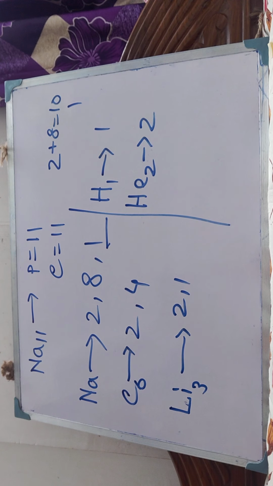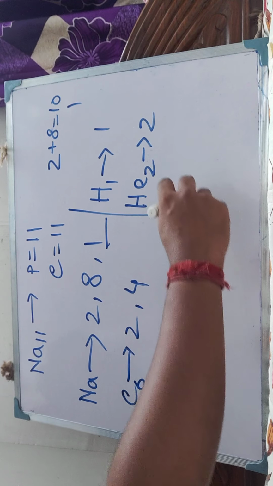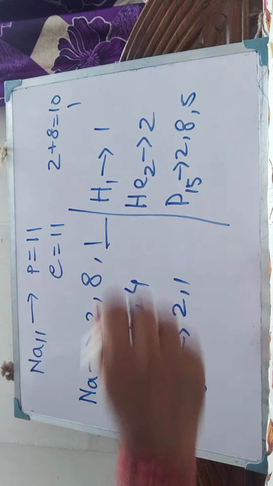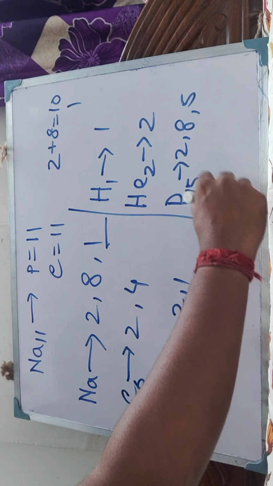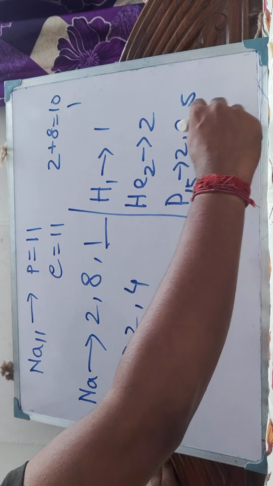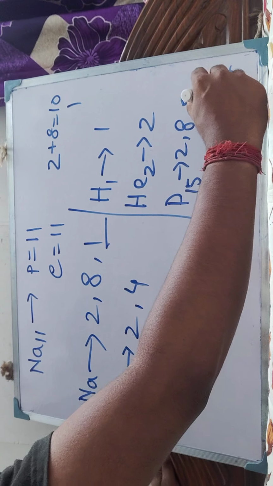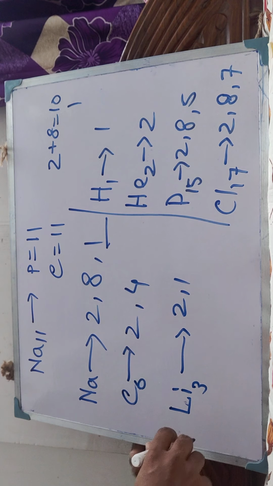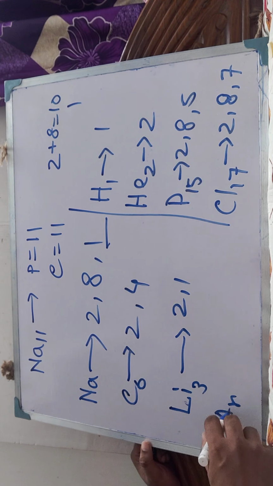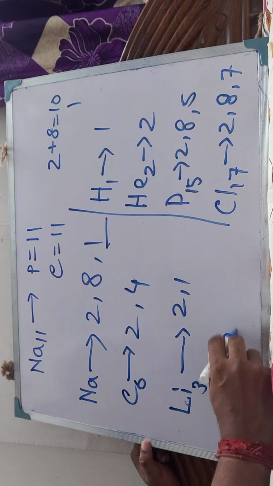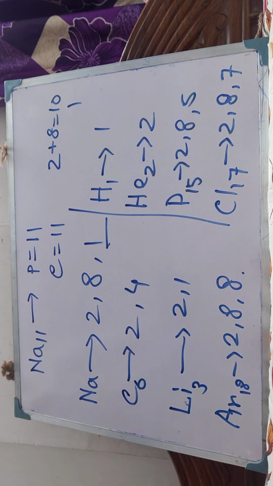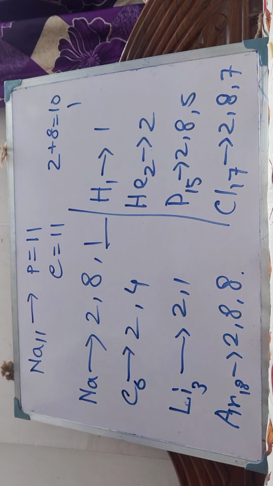Okay, so let us write the electronic configuration of phosphorus. Phosphorus atomic number is 15, electronic configuration 2, 8, 5. Okay, what is the electronic configuration of chlorine? Atomic number 17, electronic configuration 2, 8, 7. See, add these numbers, you will get 17. In case of argon, atomic number is 18, electronic configuration will be 2, 8, 8. Clear? So this is how we determine the electronic configuration of an element.